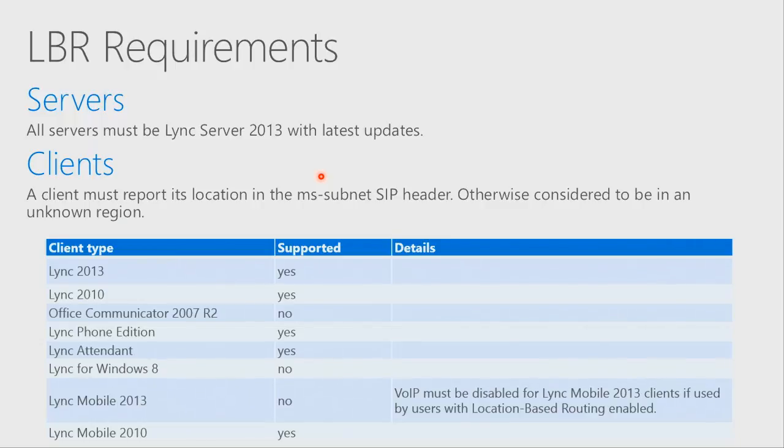Clients. The client must be one of those clients that registers its subnet so that we know where it is. We started doing that in Lync 2010 because we also use that for emergency calling and location policies and that sort of thing. So Communicator R2 does not do that, but Lync 2010 and Lync 2013 clients do. Ken, is there a question?